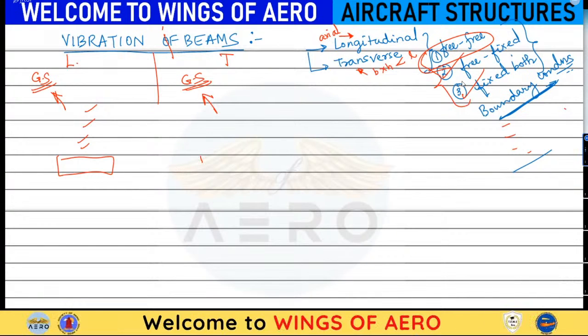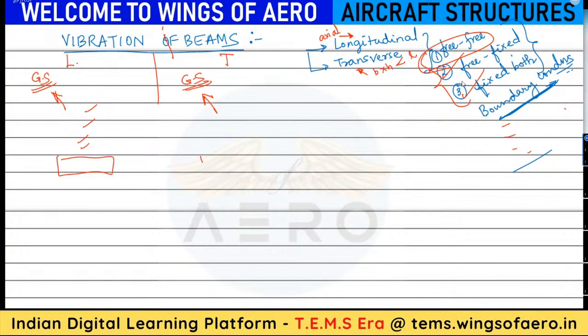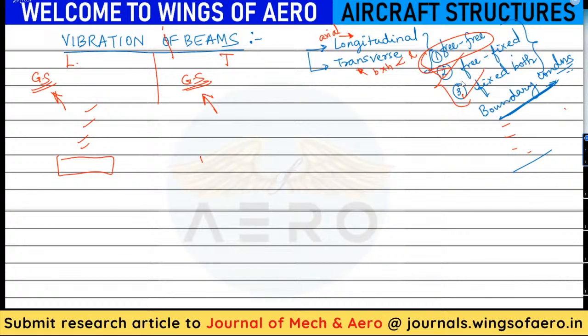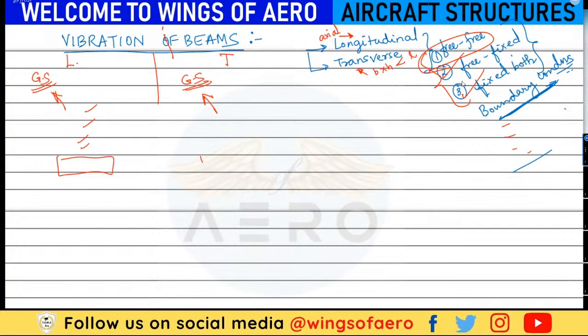Either you can remember the derivations, because here it is very important to know the final general solution for each and every beam condition, the boundary conditions for free, fixed and both ends fixed, and how to apply them and how to find the constant terms. That is also equally important.